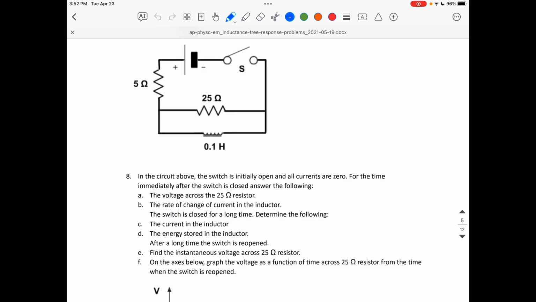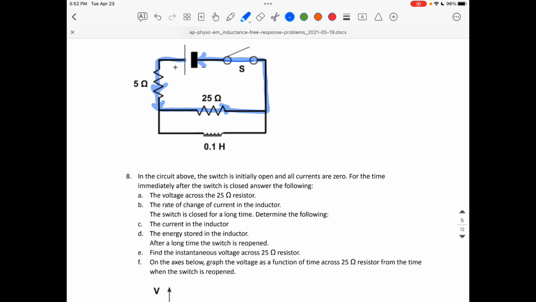So we've got a circuit, the switch is initially open and the current is at 0. For the time immediately after the switch is closed, answer the following. What happens is we've got a current going through here. Right after the switch is closed, the inductor opposes current, so it's not going to be able to go through the wire with the inductor, and instead it's going to go through the wire with the 45 ohm resistor.